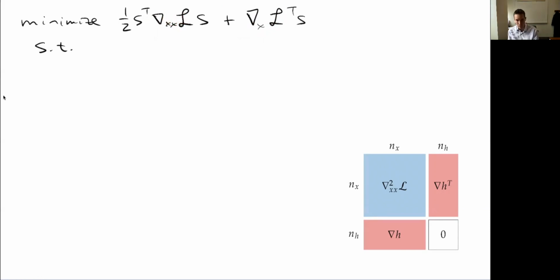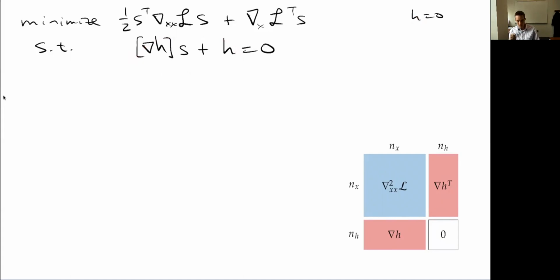And I need a linear constraint. So I'm going to take an approximation, again, the first order Taylor series of my constraint. This is a matrix, this is my Jacobian matrix. Gradient, and my constraints are h equals 0, right? Plus h equals 0. So h in general is some nonlinear thing, but this is a linear approximation of some arbitrarily complex function.